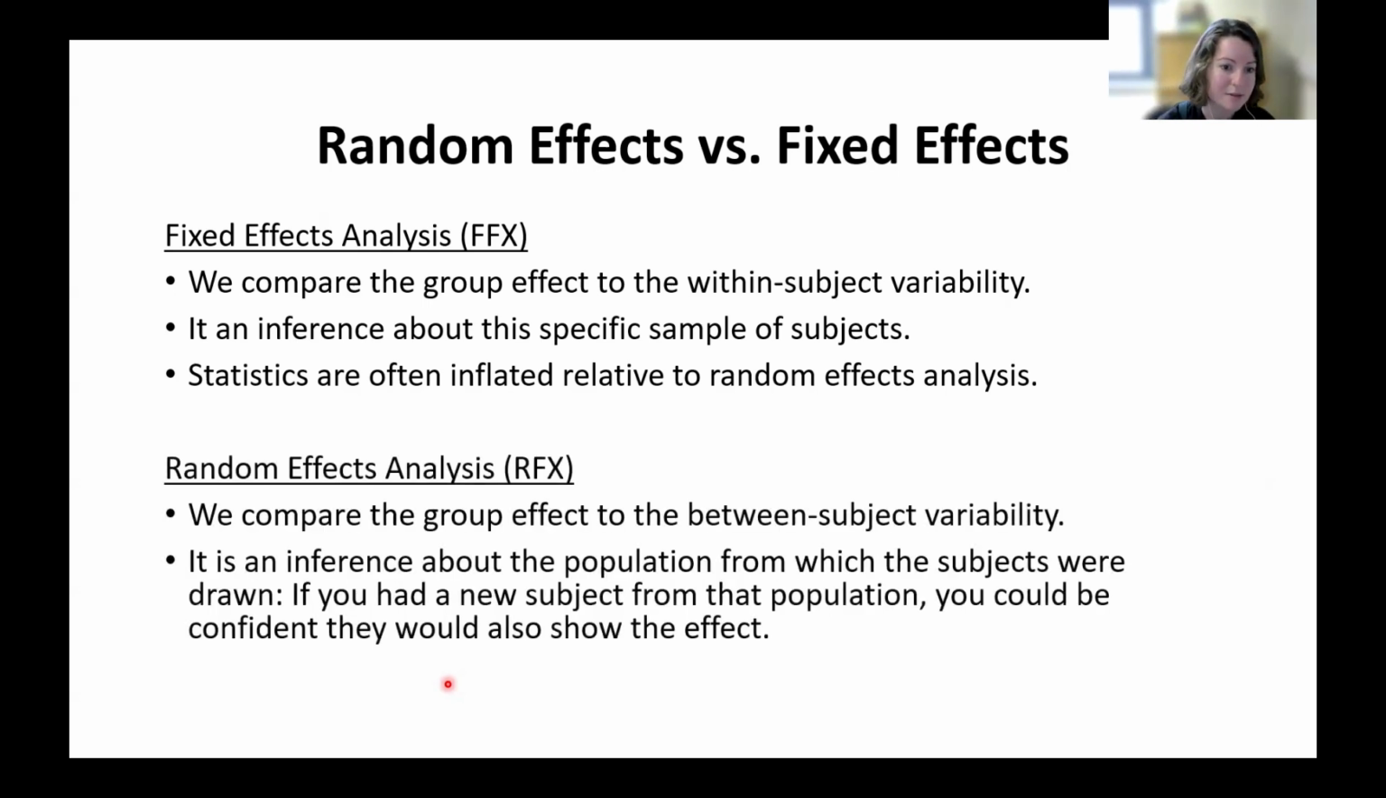Now, in contrast, in a random effects analysis, you compare the group effect to the between subject variability, and it's therefore an inference about the population from which the subjects were drawn. And the idea would be that if you have a new subject from that population, you could be pretty confident that they would also show the effect if your effect is indeed significant.